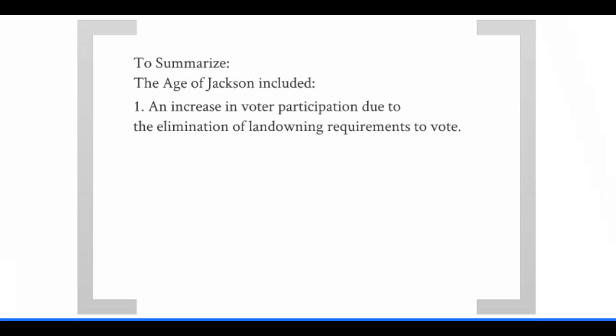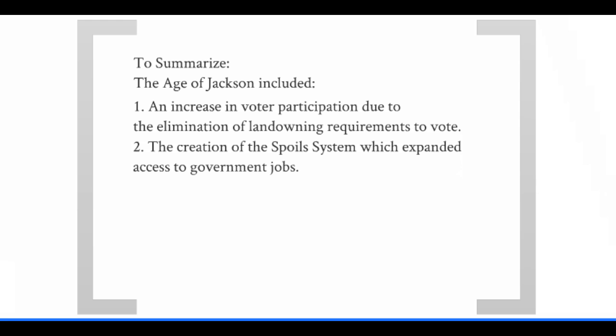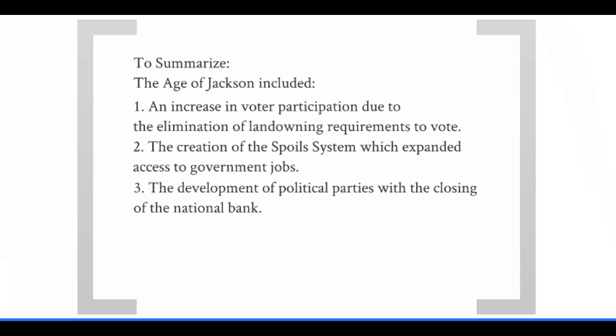We've got an increase in voter participation due to the elimination of landowning requirements. Most of those voters are going to vote Democrat, at least for Andrew Jackson, ushering him into power. Jackson is going to create the spoils system, giving government jobs to loyal supporters, which is actually going to expand access to government jobs. He's going to close the National Bank by vetoing its recharter, and that is going to lead to permanent political parties, permanent division in terms of how the government should be run.